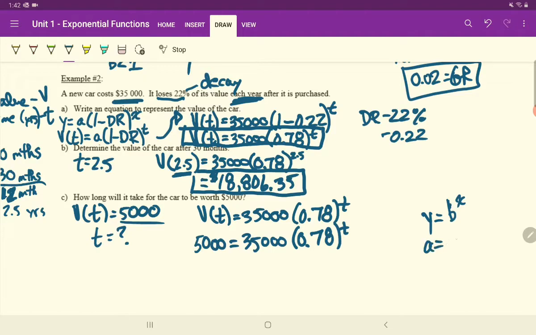Or, sorry, I'll use the letter A. So how do we get in this format? Right now there's this 35,000 that's in the way of it being in this format. Well, we can move the 35,000 over to the other side. All you do is divide it out on both sides because it's times. Divide it out on both sides.